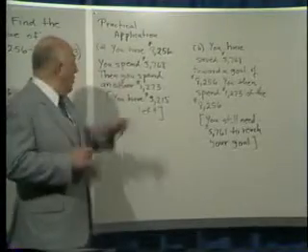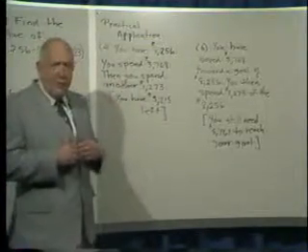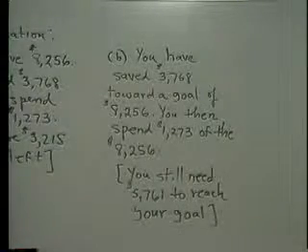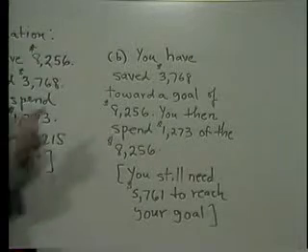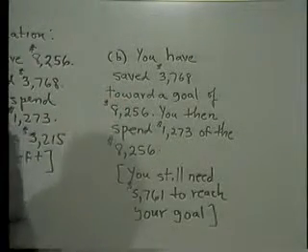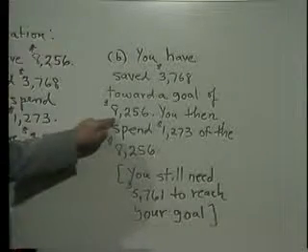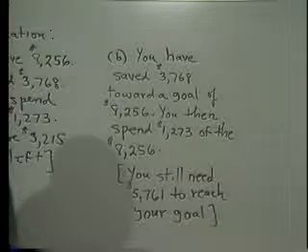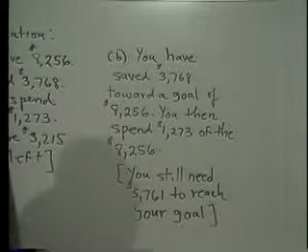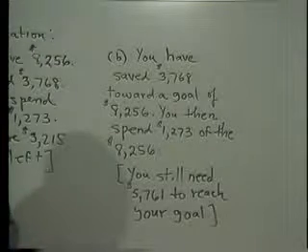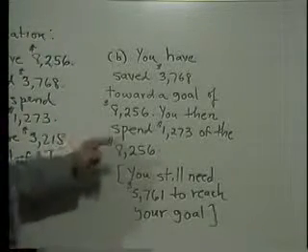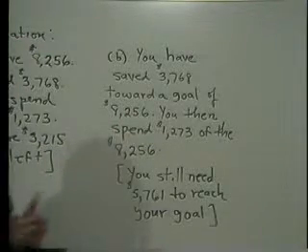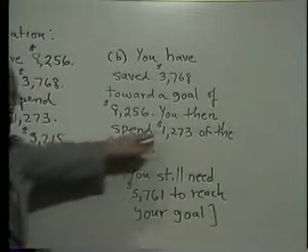Remember what problem A was now. You had what? $8,256. You spent $3,768. Then you spent another $1,273. Problem B says you have saved up $3,768 towards a goal of $8,256. Maybe you're going to buy a car for $8,256, and you've saved up $3,768. All of a sudden, there's a crisis. And from that $3,768, you have to pay your parking tickets, $1,273.